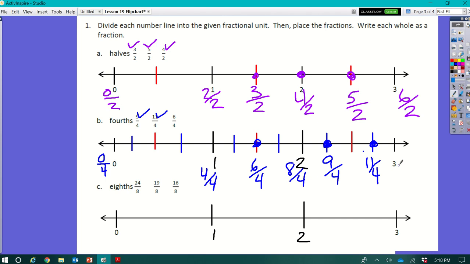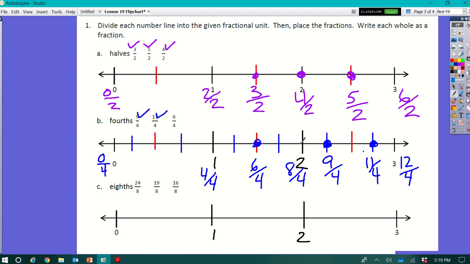Okay, the last thing I have to do is show 3 wholes as a fraction. Well, the one before it is 11/4, so 3 wholes is going to be 12/4. And again, if you take 12 and divide it by 4, you get 3. 8 divided by 4 is 2. 4 divided by 4 is 1. And 0 divided by 4 is 0. So remember that fraction sign is also a division sign. Okay, so I have broken them up into fourths. I have labeled my fractions.